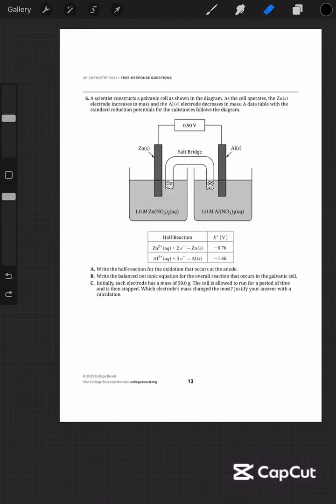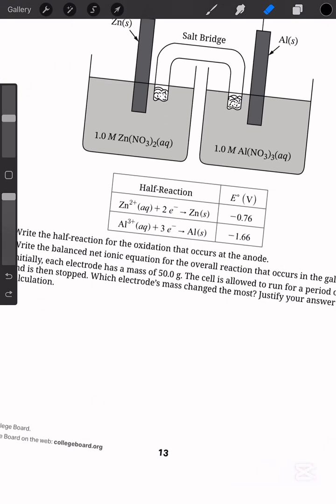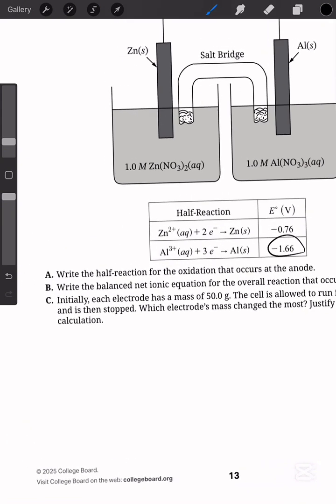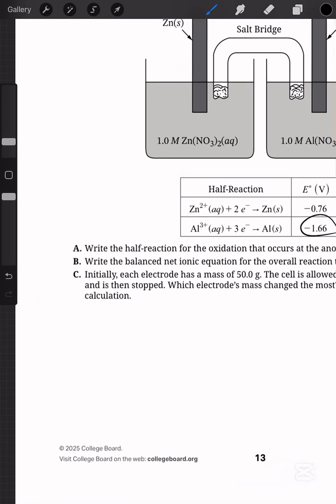Okay, so I'm going to do 6 FRQ from this year 2025's AP Chemistry exam. So part A says to write half reactions for oxidation that occurs at the anode. And you can determine which one is the anode by looking at the reduction potentials.